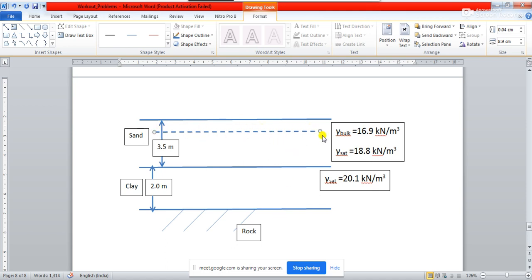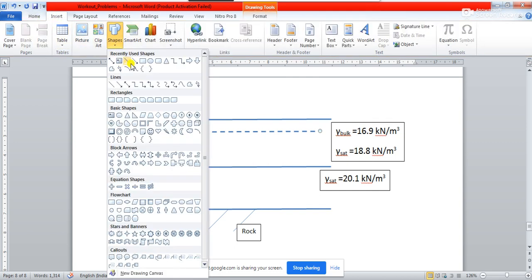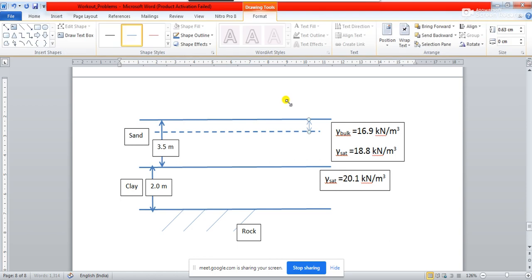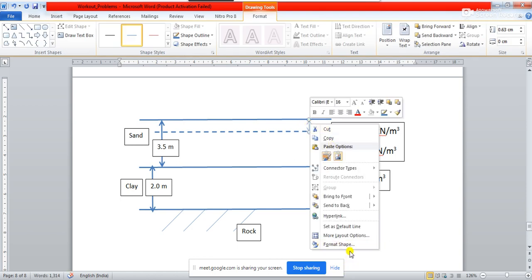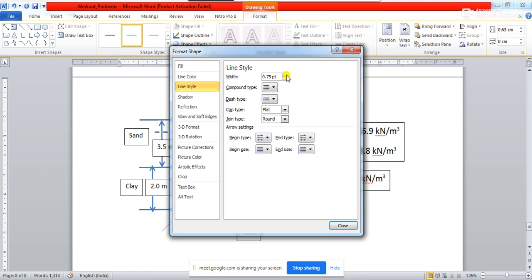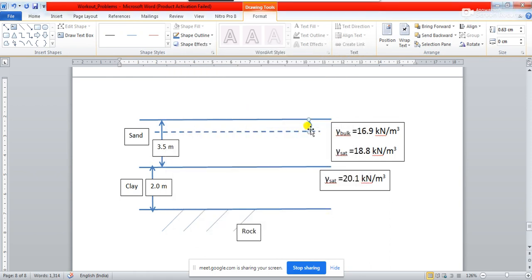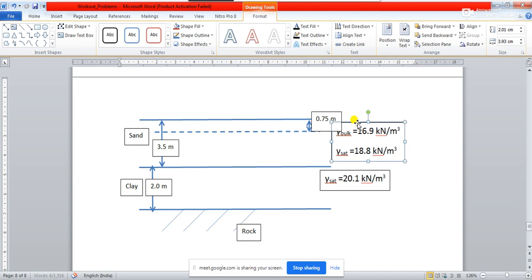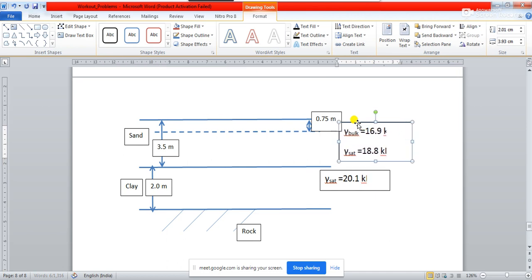The groundwater table, as it is said, is 0.75 meter, right? From here to here, how much is the depth? The depth is 0.75 meter. Is it clear? So now you see this is what the problem is talking about. Let me move it a little to this side, so it will not superimpose.